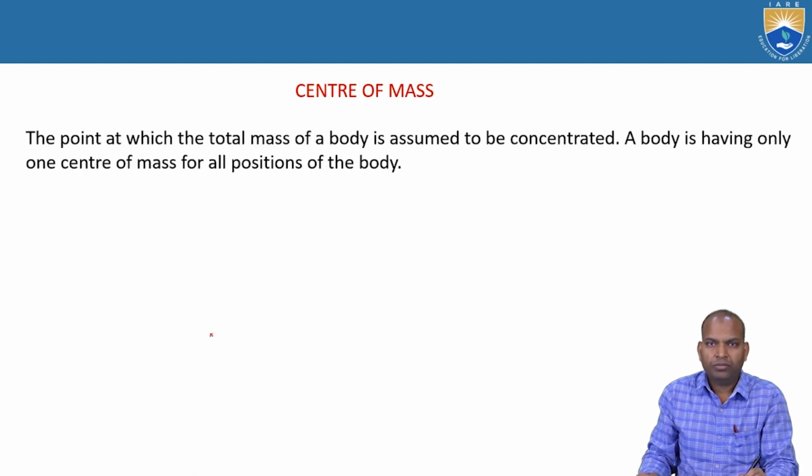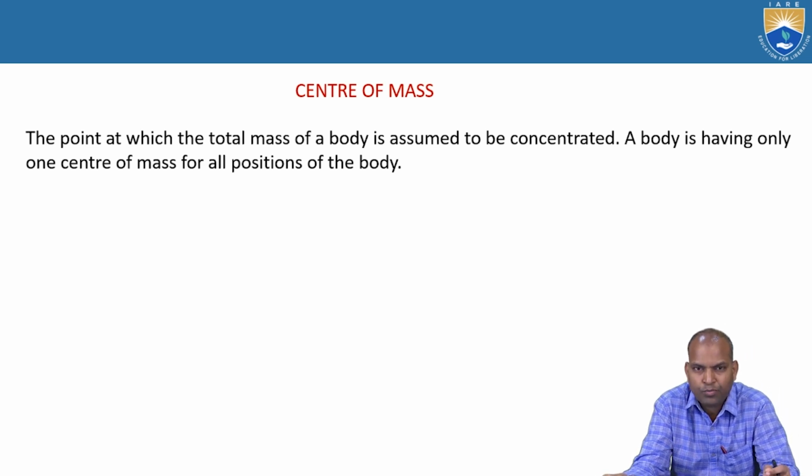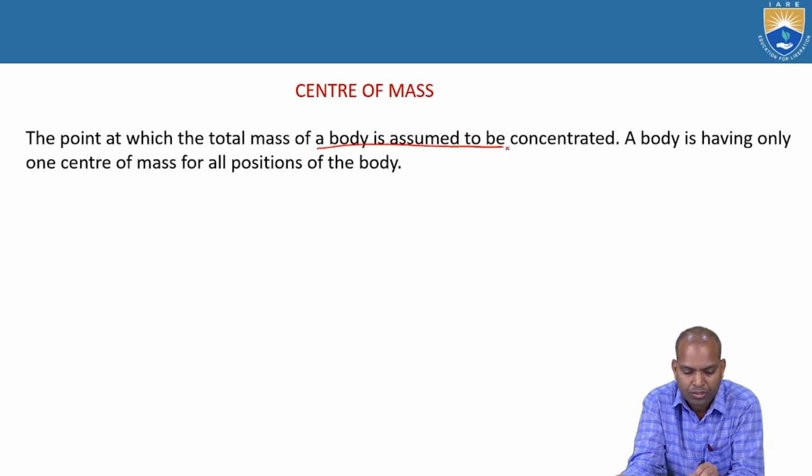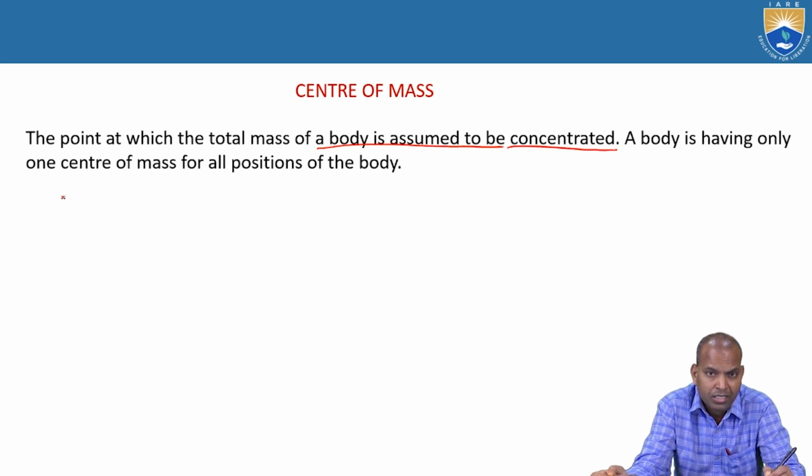Now, what is the meaning of center of mass? It is the point at which the total mass of your body is assumed to be concentrated. Your body has only one center of mass for all positions of the body. Similarly, each body has only one centroid and one center of gravity. You should not have more than one centroid or center of gravity.